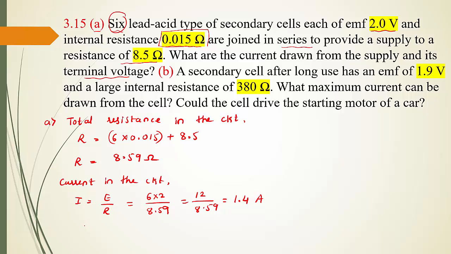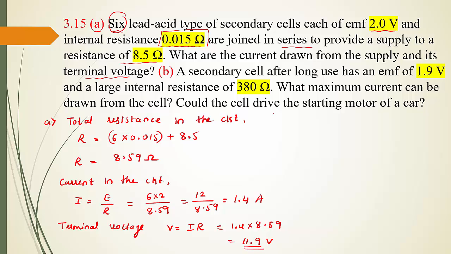Now we can easily calculate the terminal voltage. The terminal voltage is denoted by V. V equal to, we can use the equation I into R. V equal to IR. I value is 1.4 into resistance 8.59. So we will get the final answer 11.9 volt. So this is the terminal voltage.